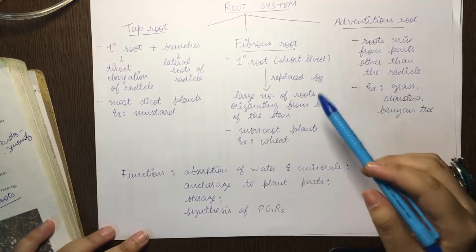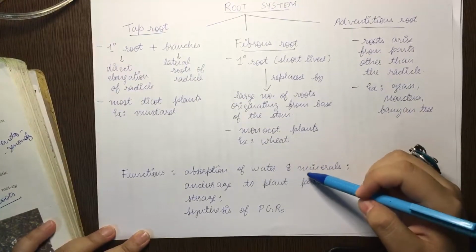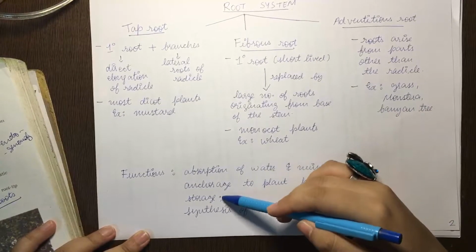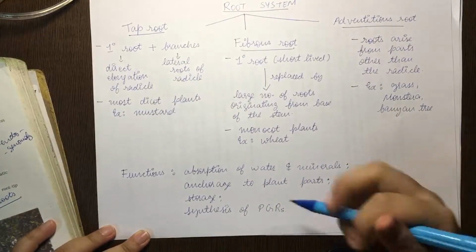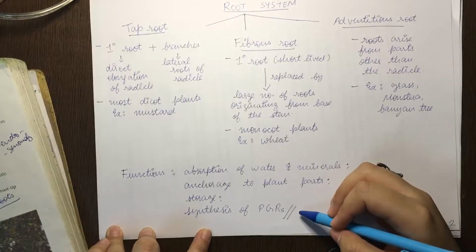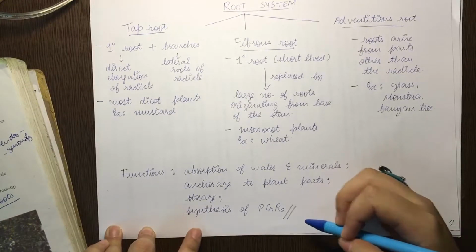Functions of the root system are very general. Absorption of water and minerals, anchorage to plant parts. Anchorage means giving support, storage, and this is a point which I never focused on before, synthesis of PGRs, that is plant growth regulators, and this is given in NCERT.